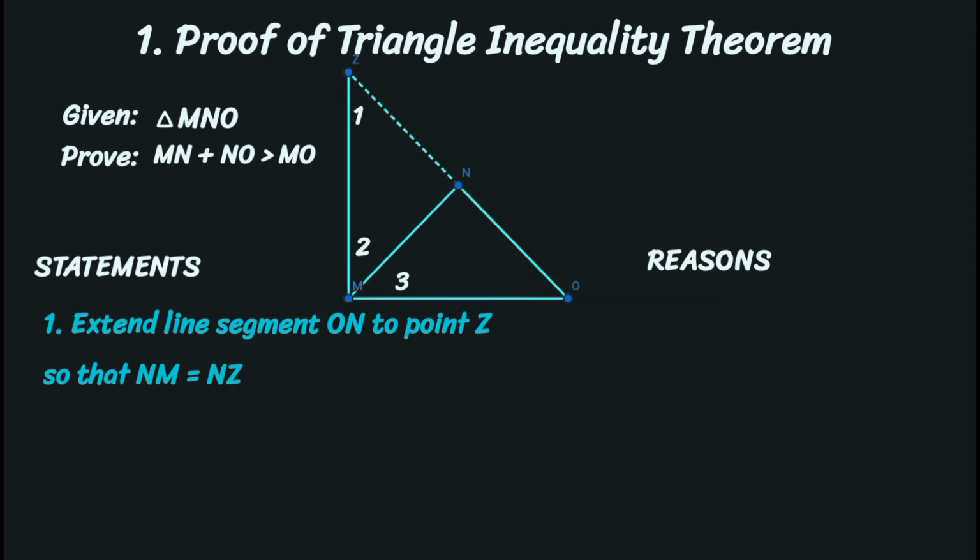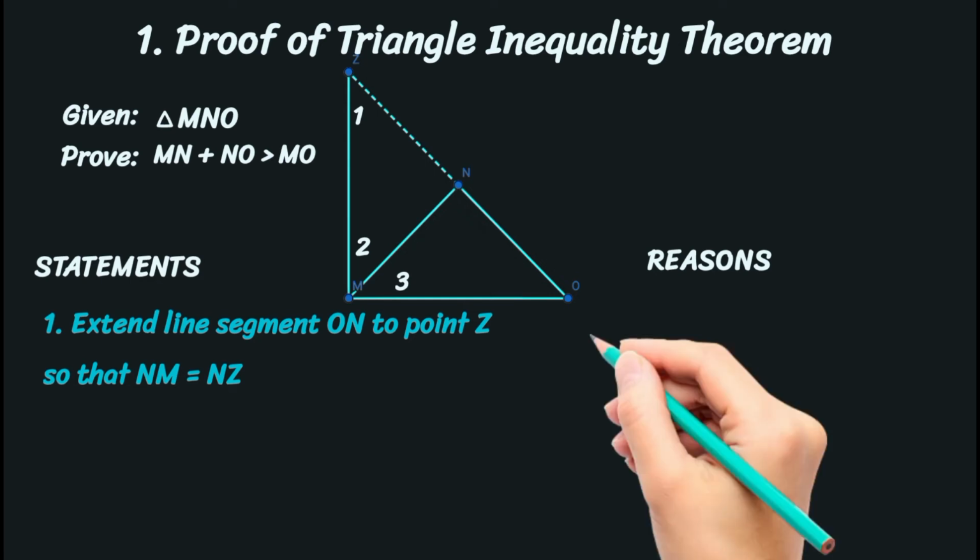The line segment NM already exists. We extend ON to a new line segment NZ. They are both equal for a reason that we will state later. The idea here is NM equals NZ. Then NZ is the new line segment formed by extending ON by adding a new point Z.